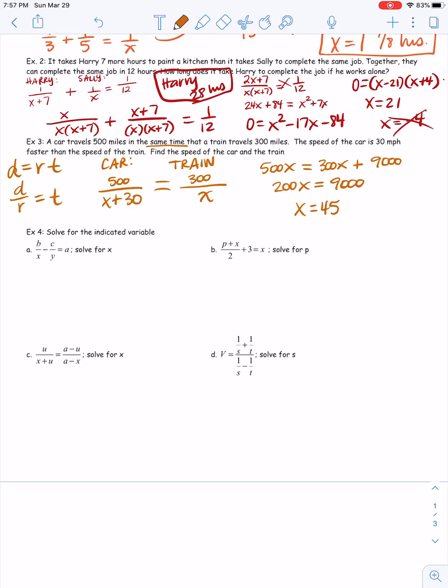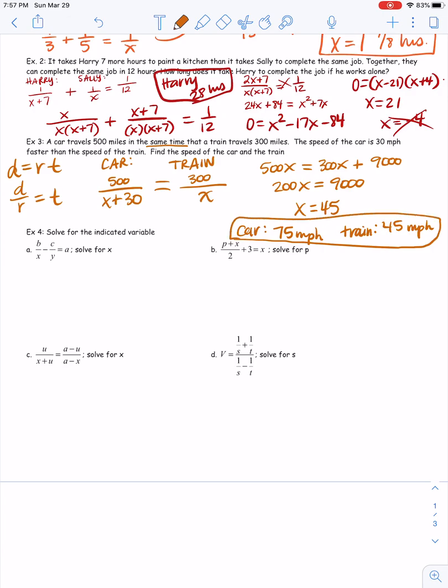So what is x representing? That's representing the speed of the train. But notice our question says find the speed of the car and the train. So that means the car is going to be 30 miles per hour more than the train. Well, the train is 45 miles per hour and the car is 30 more than that. Then the car is going 75 miles per hour. Is that realistic? Absolutely.